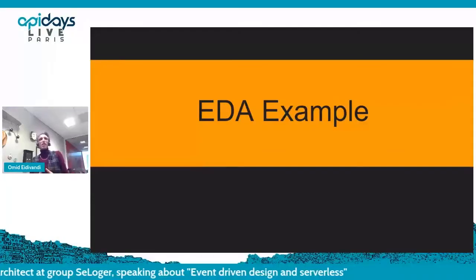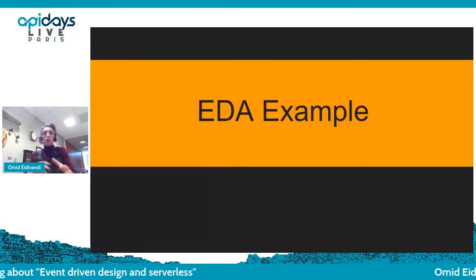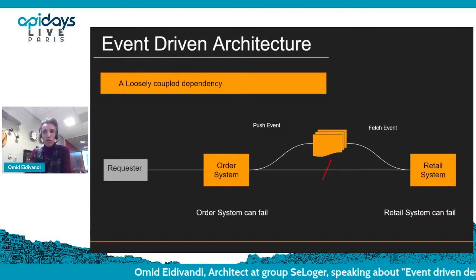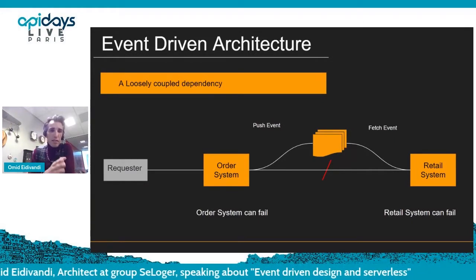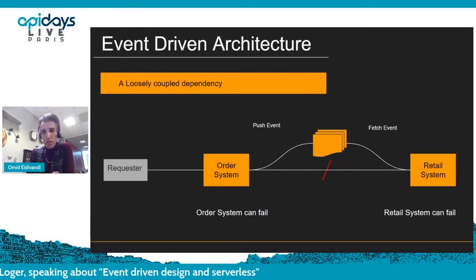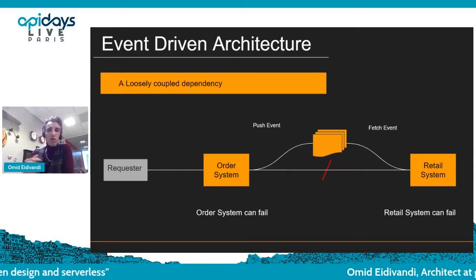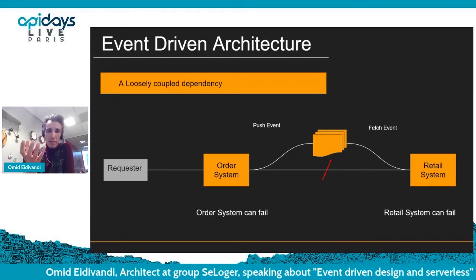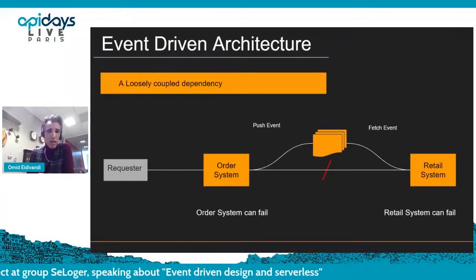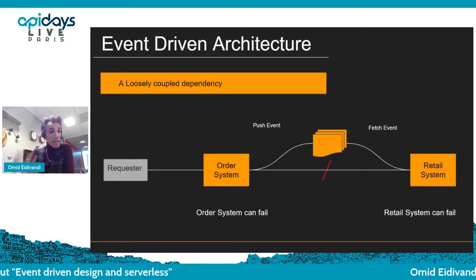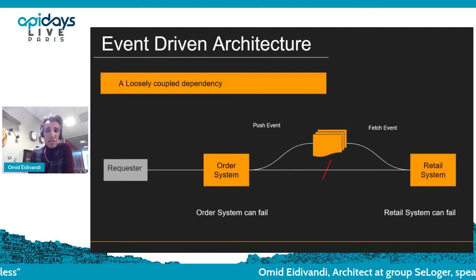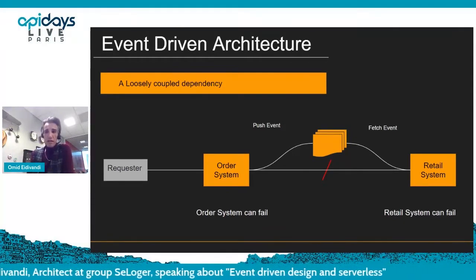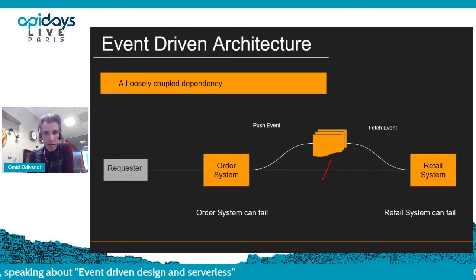So how did event-driven design come into play to resolve some or all of these problems? In EDA, we begin with the loosely coupled dependency part. Our order system has some problems because of downtime or connectivity with the retail system. But just by implementing or designing a message broker between the two systems, the order system will validate that request and push an event to the broker. And the retail system, as soon as it's up and ready to process, will come and fetch that event and ask the broker to remove that event at the end of its process.